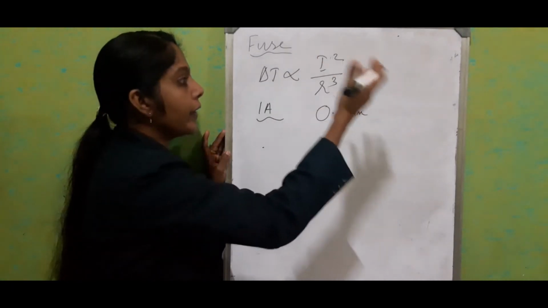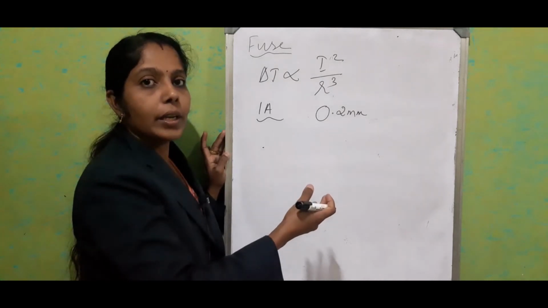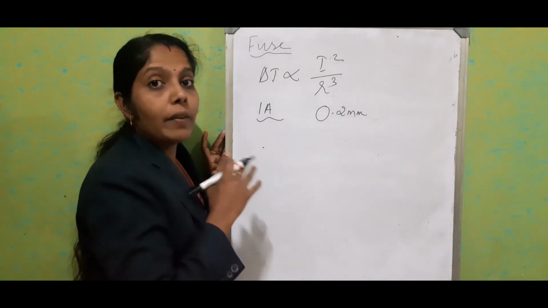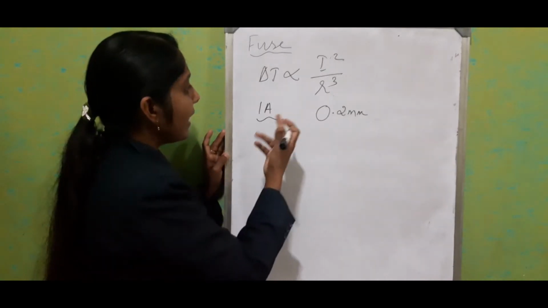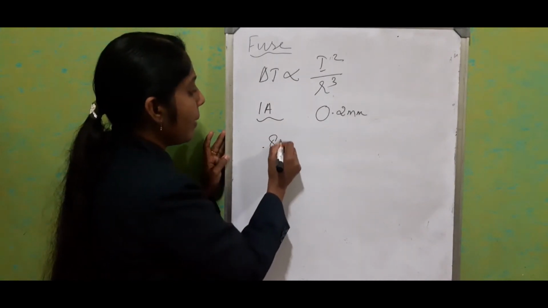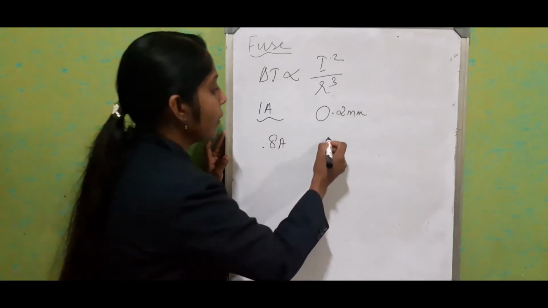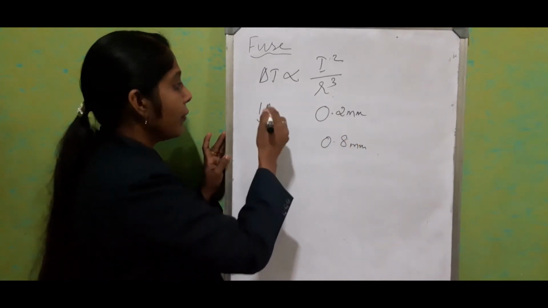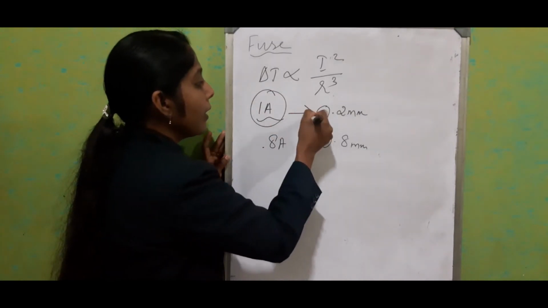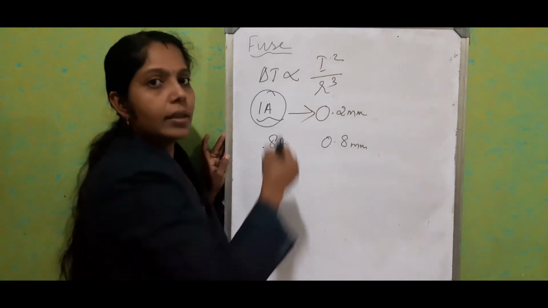Okay, so if it exceeds more than this 0.2 mm, if excess current passes through the circuit, the fuse wire will not melt and it will not safeguard our devices. If the current is 8 ampere, the fuse wire will have 0.8 mm. So I simply wrote the values. For each particular value, there should be a particular radius according to this equation.